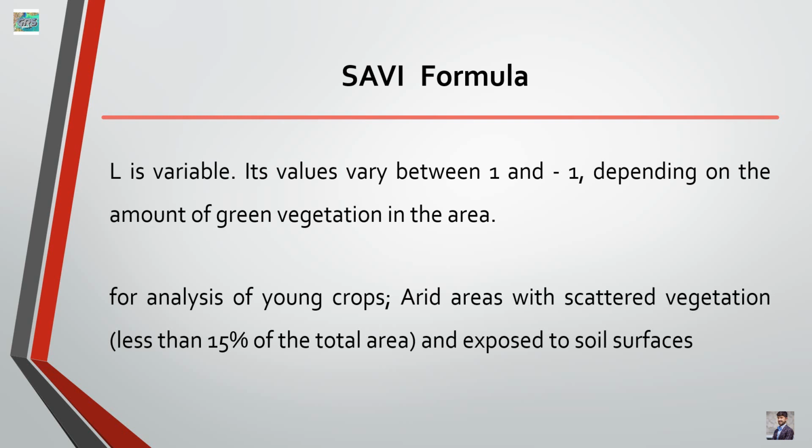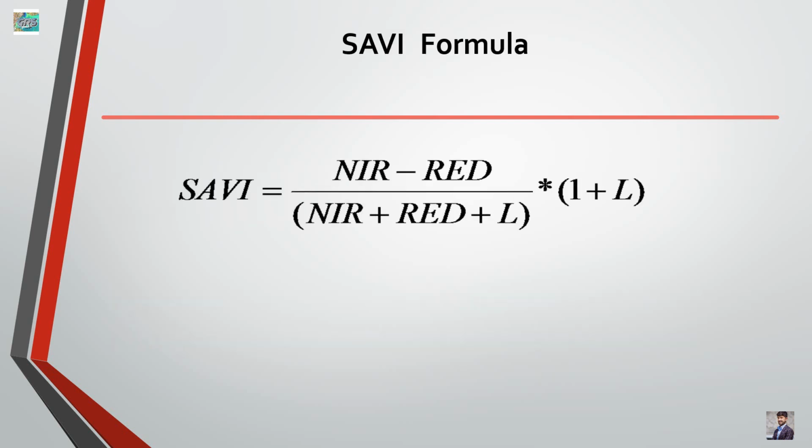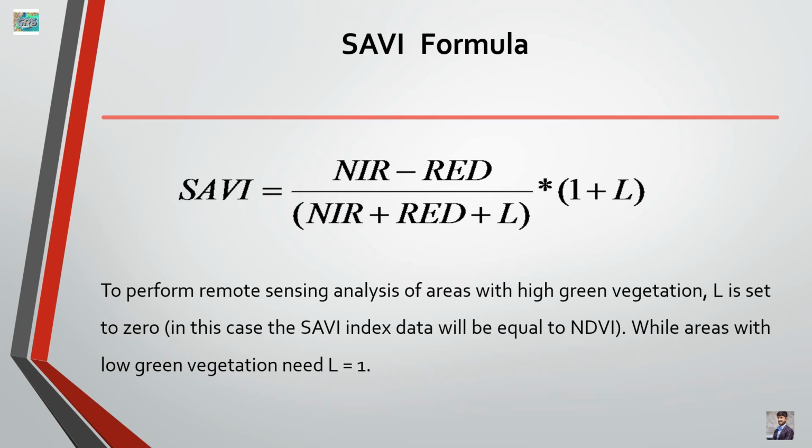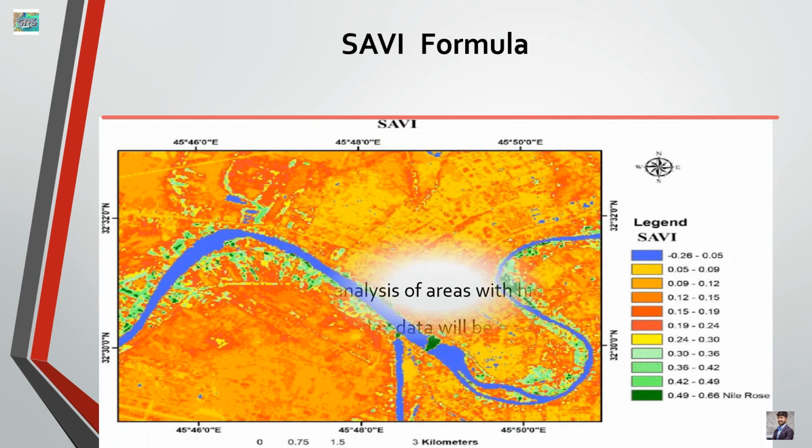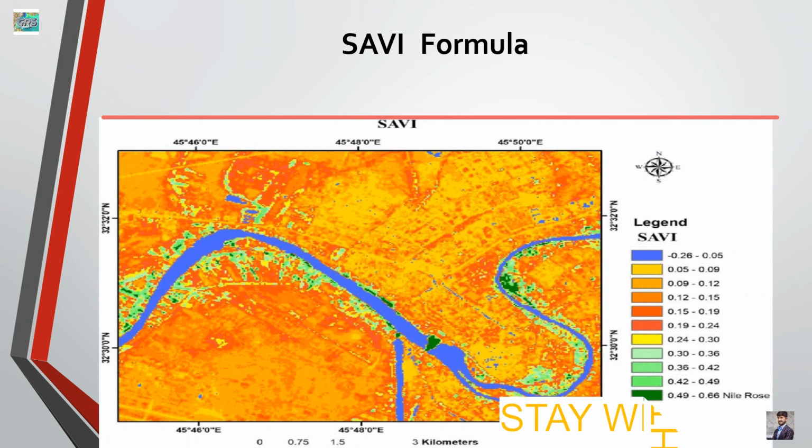For analysis of young groves or areas with scattered vegetation, less than 15% of the total area and with exposed soil surface, L is set accordingly. To perform remote sensing analysis of an area with high green vegetation, L is set to zero. When you set L to zero, SAVI is the same as NDVI. While for areas with low green vegetation, sparse vegetation, we need L equal to one. This is an example of SAVI.